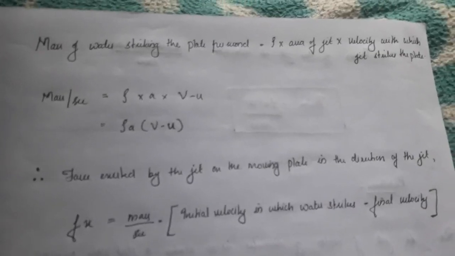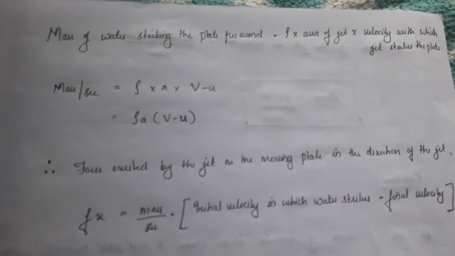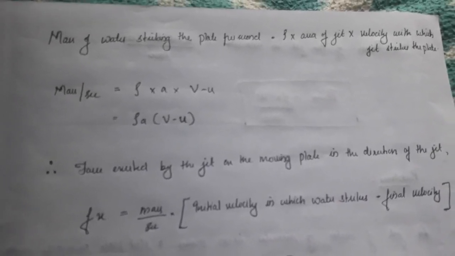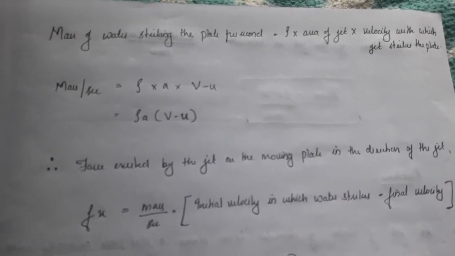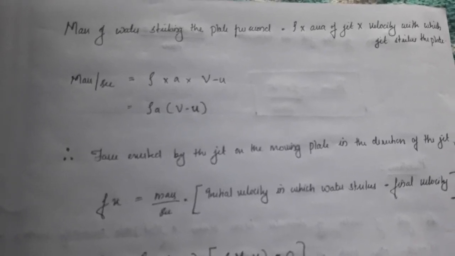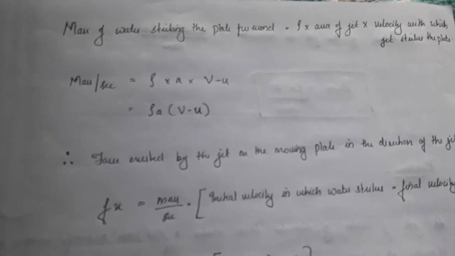Mass of water striking the plate per second is equal to density into area of jet into velocity with which the jet strikes the plate. That is, mass per second is equal to density into A into V minus U. Here V minus U is the velocity of the jet with respect to the plate.